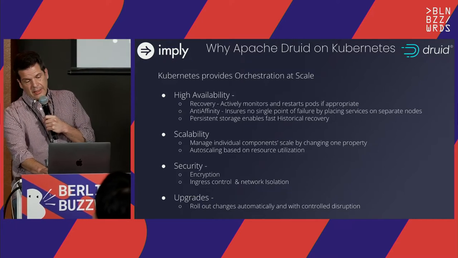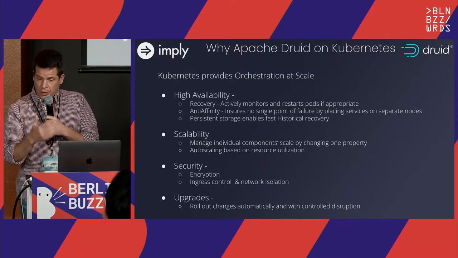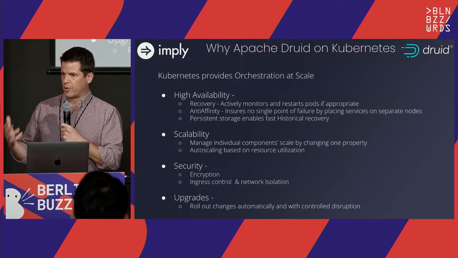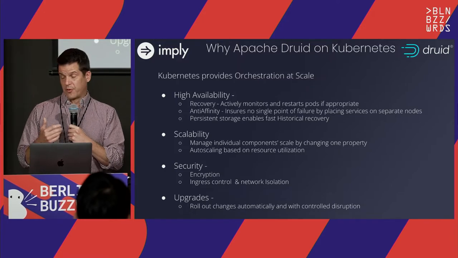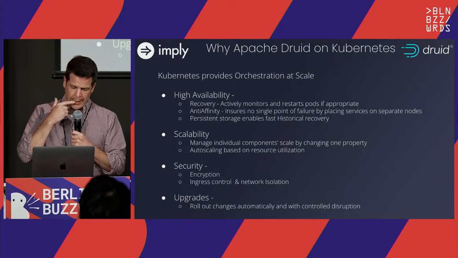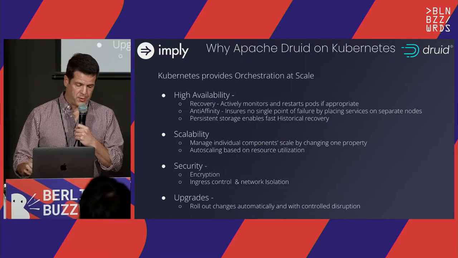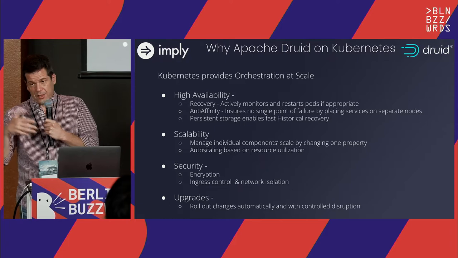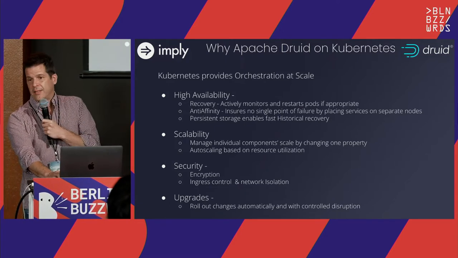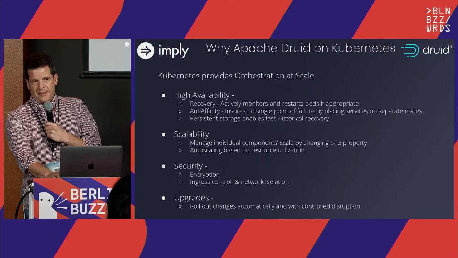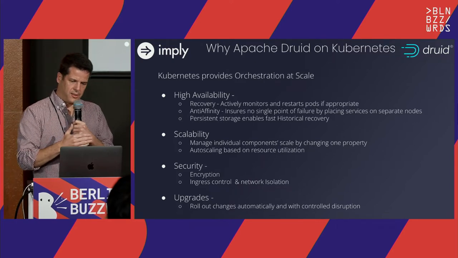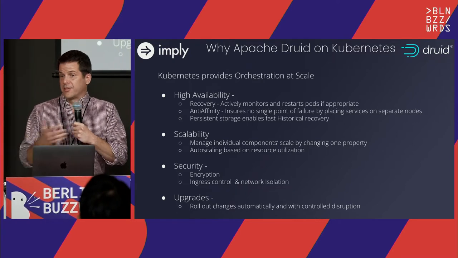It also provides scalability. You can easily manage increasing or decreasing the scale of a deployment of any of the ingestion portion or of the historical portion. It provides auto-scaling for the ingestion specifically, and we'll talk about that a little more. It provides security, encryption, access control, ingress control, and network isolation. And it automates the process of upgrading. It allows you to do rolling upgrades such that during an upgrade process, the system is available.